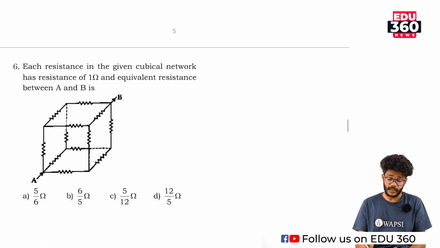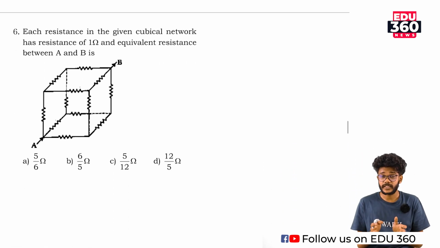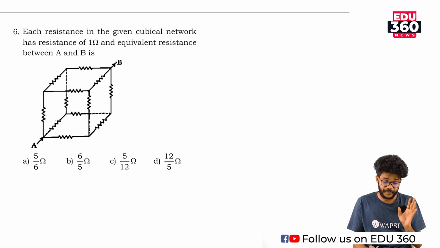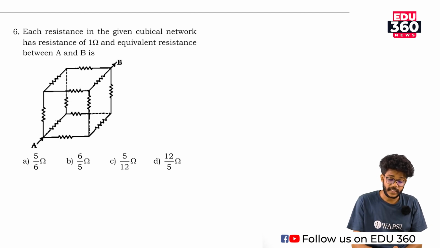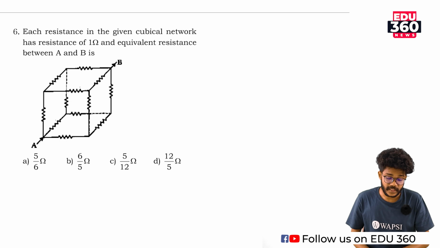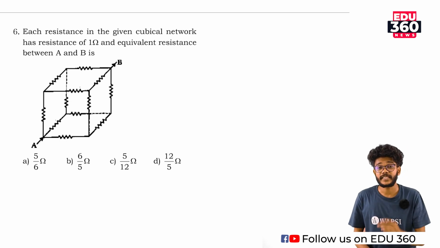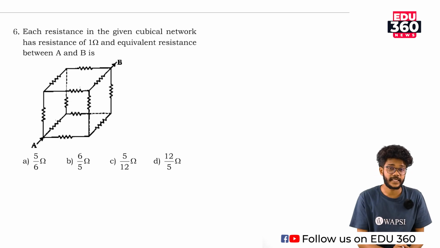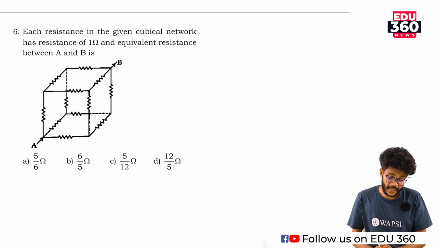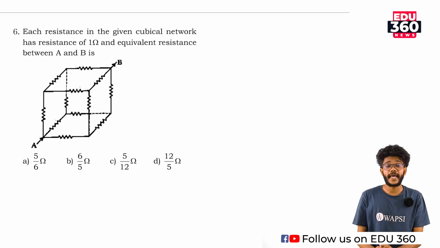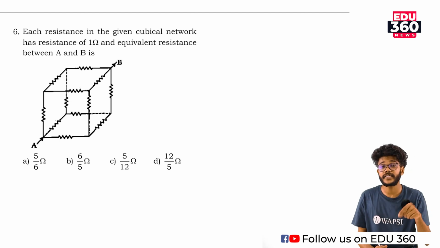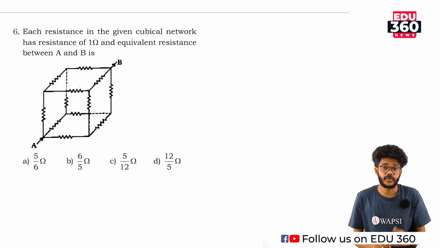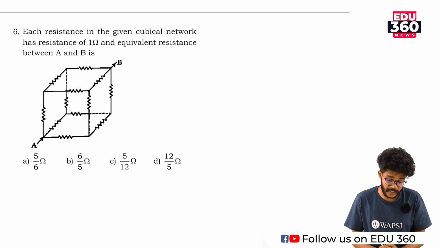Okay, then we can move to the sixth question. See, this sixth question is very, very important. Here we are actually applying Kirchhoff laws. Each resistance in the given cubical network has resistance of 1 ohm. That means identical resistors of 1 ohm are connected here, and we have to find the equivalent resistance between A and B.